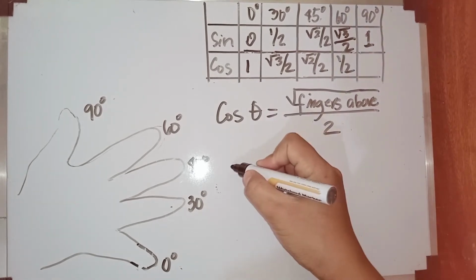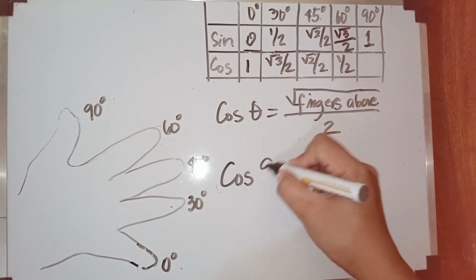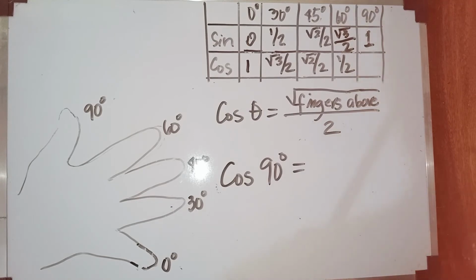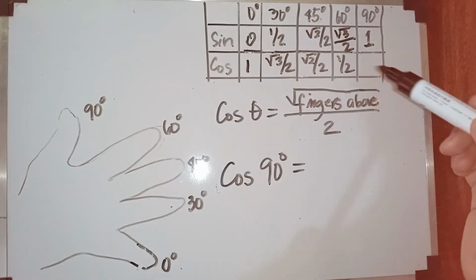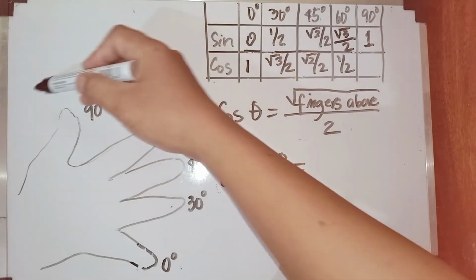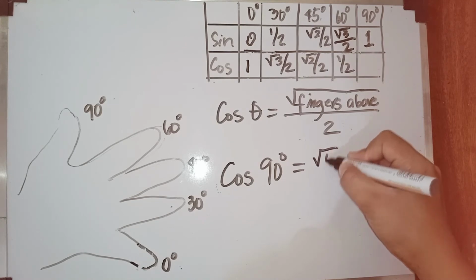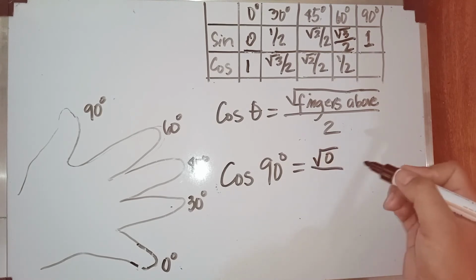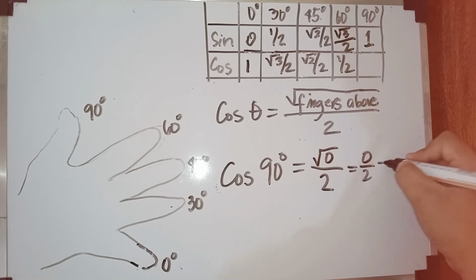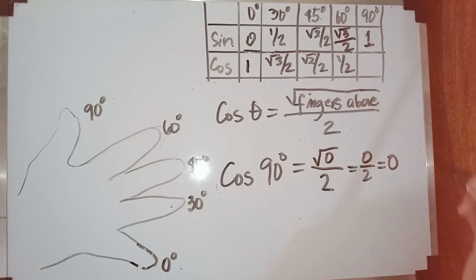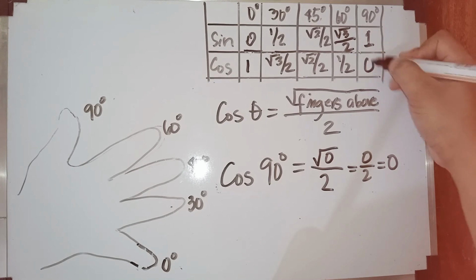Okay, last, we're going to find for cosine 90 degrees. So, where is the finger assigned to 90 degrees? So, ito yon yung thumb. So, how many fingers above our thumb? So, wala. So, we have here square root of 0. Kasi wala, that is 0 over 2. What is square root of 0? That is 0 over 2, or just equal to 0. So, therefore, cosine 90 degree is equal to 0.